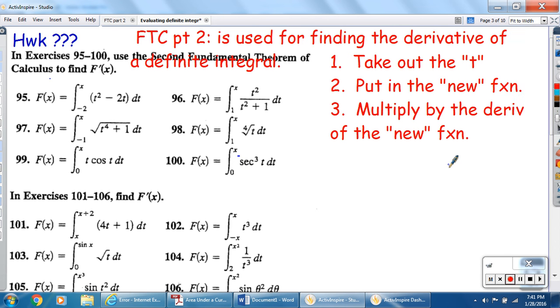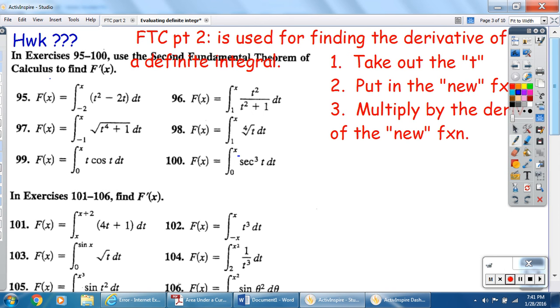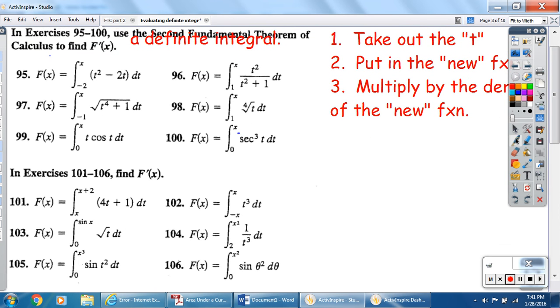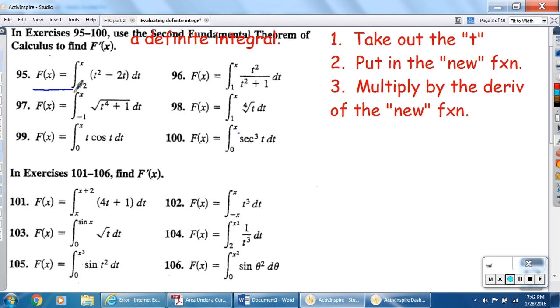Alright, so I have the slate now, and I'm going to start with number 95. So in number 95, let me pull this down just a little bit. Alright, so those are our 3 steps. So in 95, we're trying to find the first derivative. So we're finding the derivative of a definite integral. So the first derivative of big F, step number 1 is to take out the t. My function is t squared minus 2t, so I'm going to have t squared minus 2t.